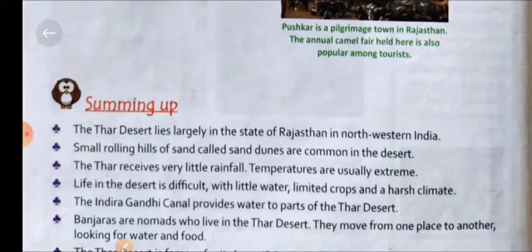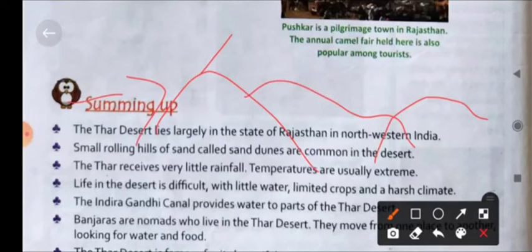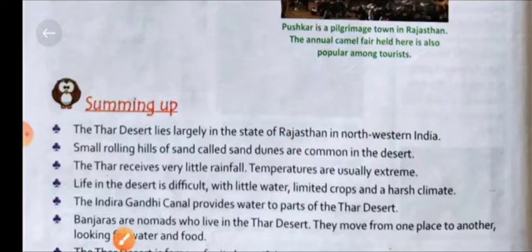The Thar Desert lies in the western part of Rajasthan, to the west of the Aravalli Hills. Small rolling hills of sand, called sand dunes, are common in the desert. Sand dunes are shifted by the wind, which is why they are called sand dunes.